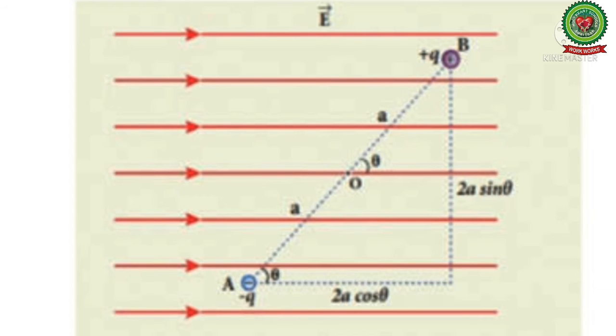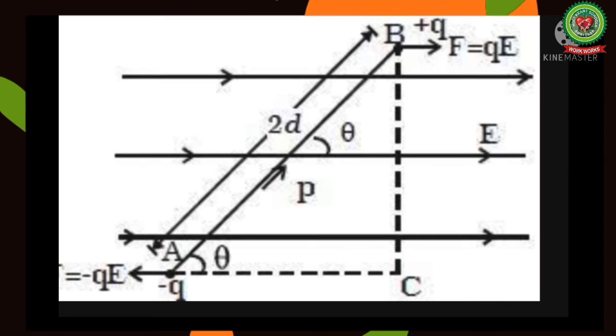Let us start with a new topic which is named as torque acting on an electric dipole. Children, let us understand various terms related with it. Do you know what is an electric dipole? A dipole consists of two equal and opposite charges separated by a certain distance. Here the distance is 2a and this dipole is placed at an angle of theta with the uniform electric field. Students, when this dipole is placed in uniform electric field, it experiences a force.